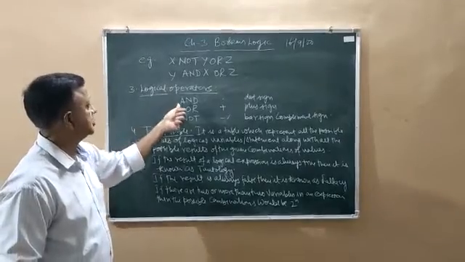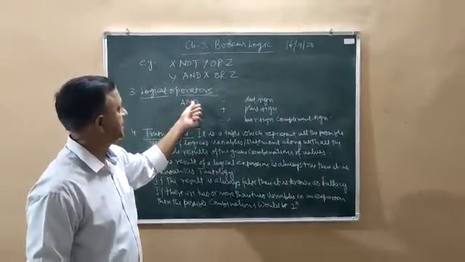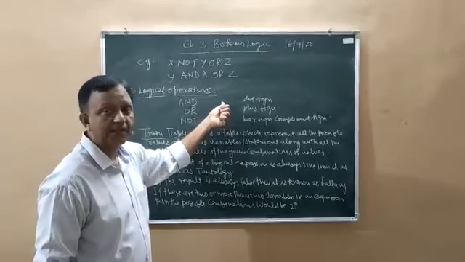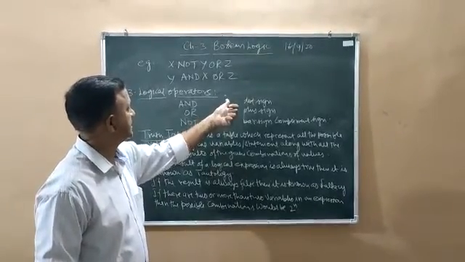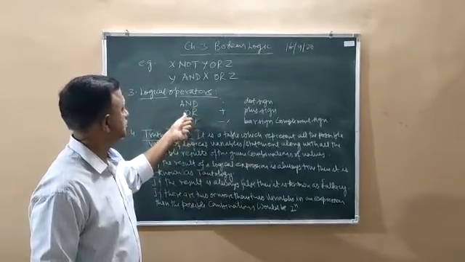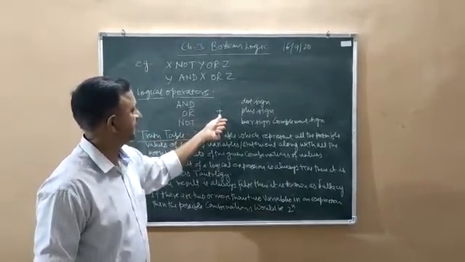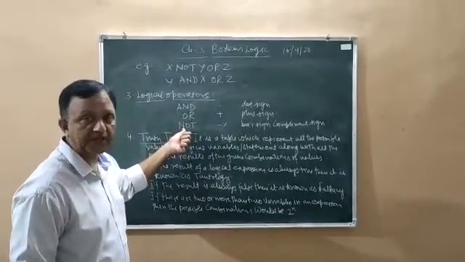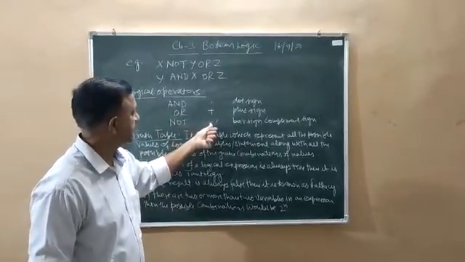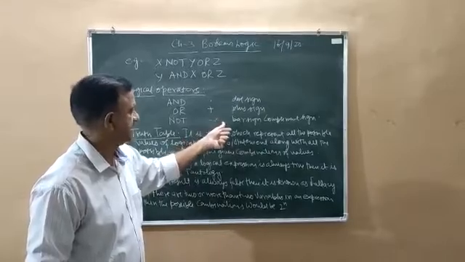Your first logical operator is your AND. It is denoted by dot sign, that is, it indicates your multiplication sign. Next is your OR operator, which is denoted by plus sign. Another logical operator is your NOT operator, which is denoted by bar or complement sign.